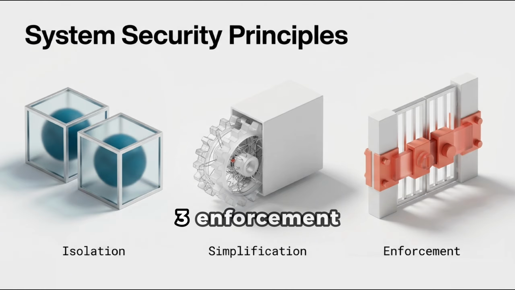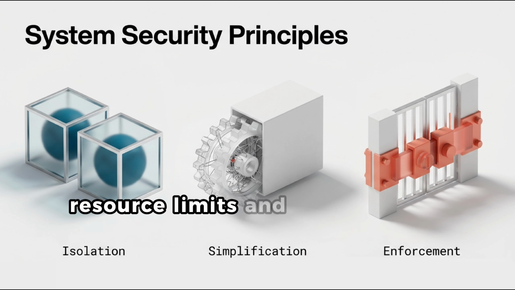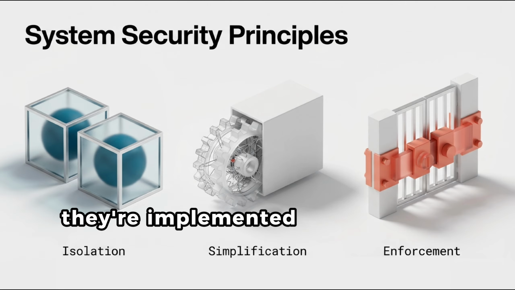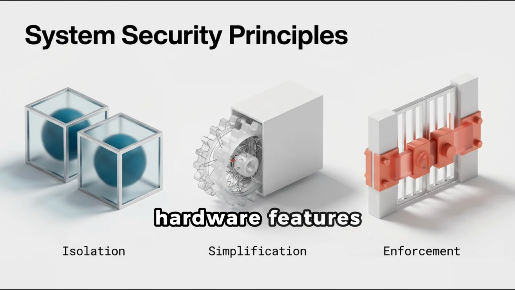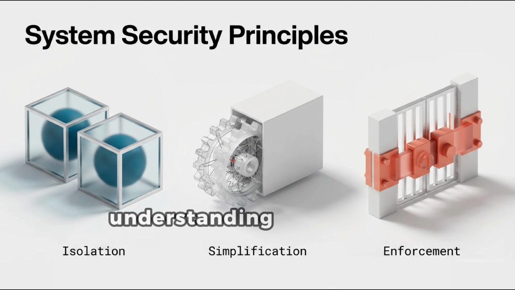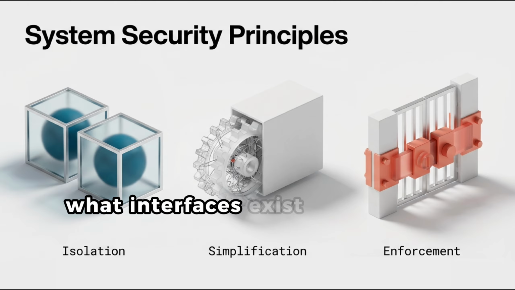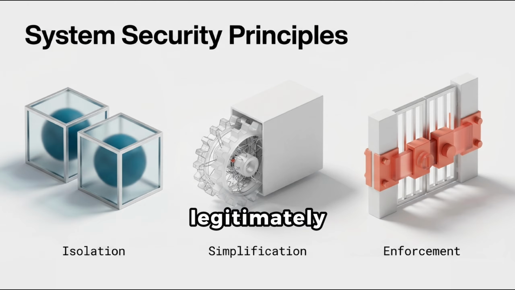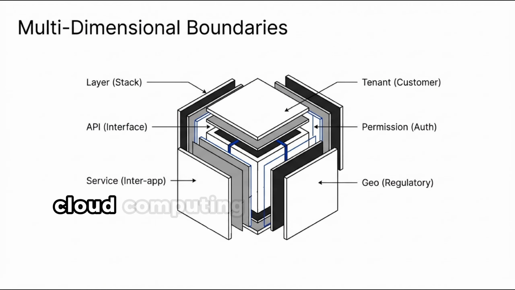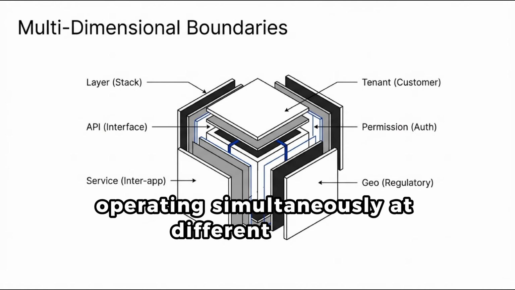Third, enforcement. Boundaries enforce security policies, resource limits, and architectural constraints. They're not just conceptual, they're implemented through code, hardware features, and access controls that actively prevent boundary violations. Understanding boundaries means knowing where your authority ends, what interfaces exist for crossing boundaries legitimately, and what happens when boundaries fail or get violated. Cloud computing has multiple types of boundaries operating simultaneously at different layers.